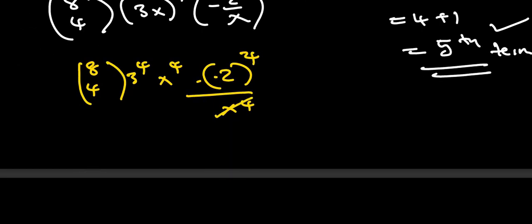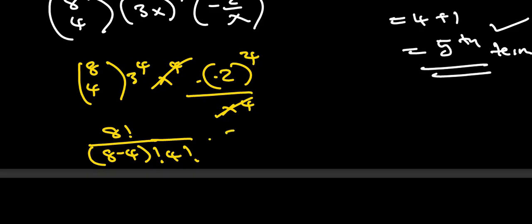So this part cancels out. You notice you have 8 factorial, 8 minus 4 factorial, and then you have 4 factorial. This is the same as 3 to the power 4, that's 81. So we need to write it the same as 9 times 9. Then this is the same as a positive 16. So this is what you get.